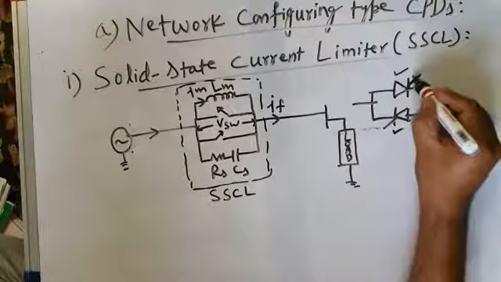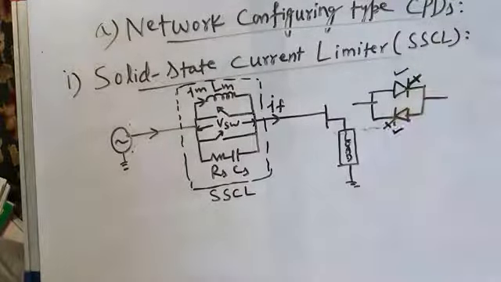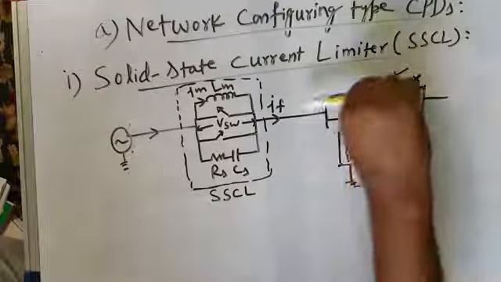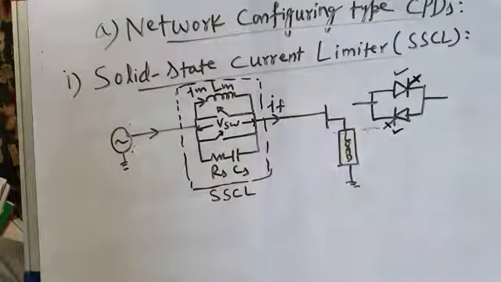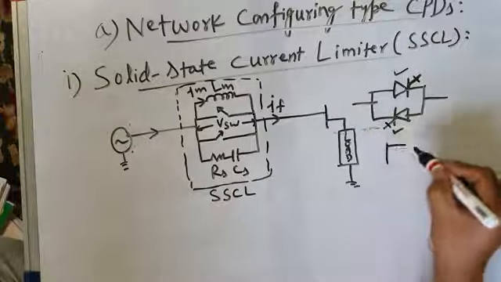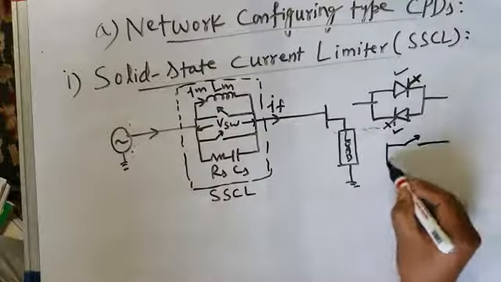Or they may be GTOs. GTO has this kind of symbol. So it is an anti-parallel connected pair of thyristors, or GTOs. So symbolically it is shown like this.